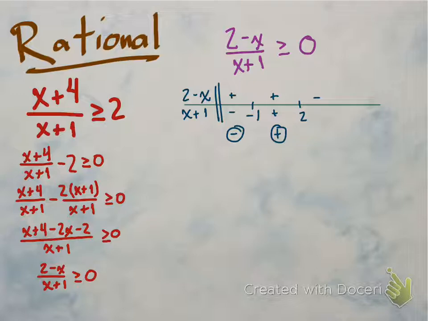Let's just try to the right of 2. 2 minus a number greater than 2, like 3. 2 minus 3 is negative, and 3 plus 1 is positive. Therefore, I got negative divided by positive. No good. That's negative. And so we seem to have found our solution interval there, right? Remember, we're looking for values that make this quotient positive. So right there between -1 and +2 gives me a positive quotient.